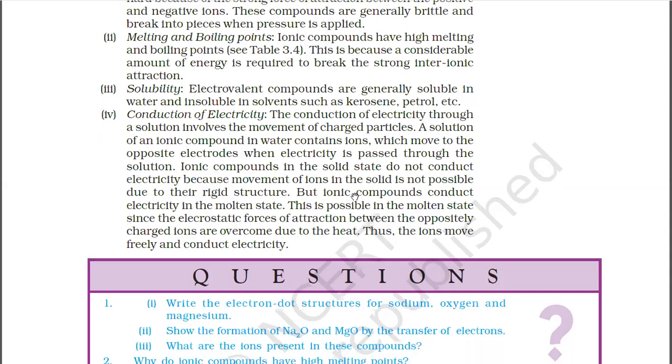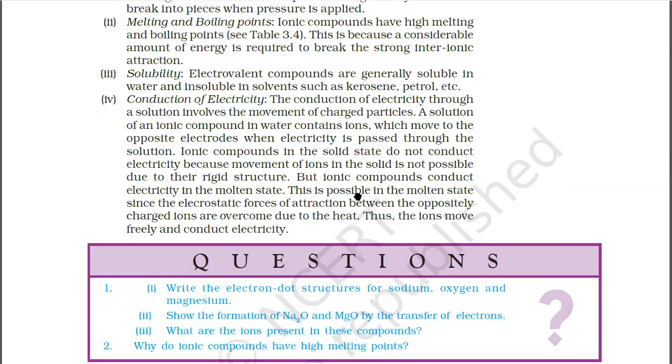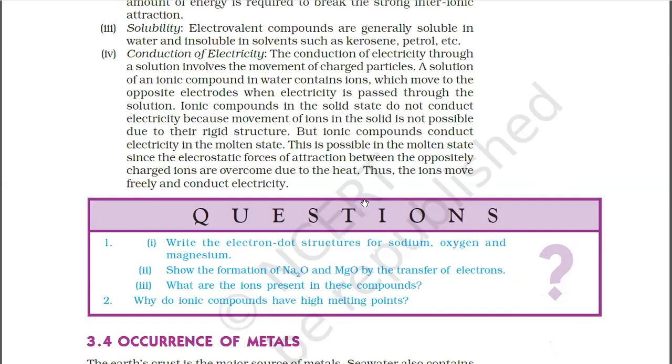Conduction of electricity. The conduction of electricity through a solution involves the movement of charged particles. A solution of an ionic compound in water contains ions which move to the opposite electrodes when electricity is passed through the solution. Ionic compounds in the solid state do not conduct electricity because movement of ions in the solid is not possible due to their rigid structure.